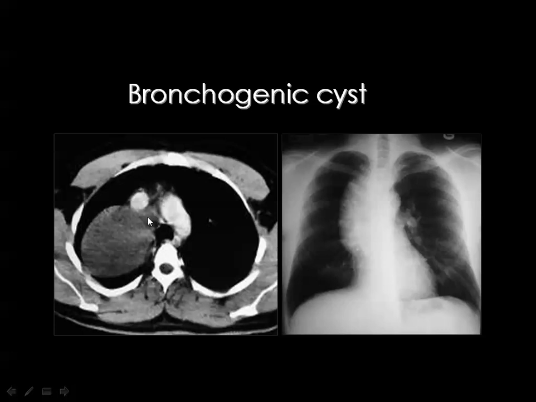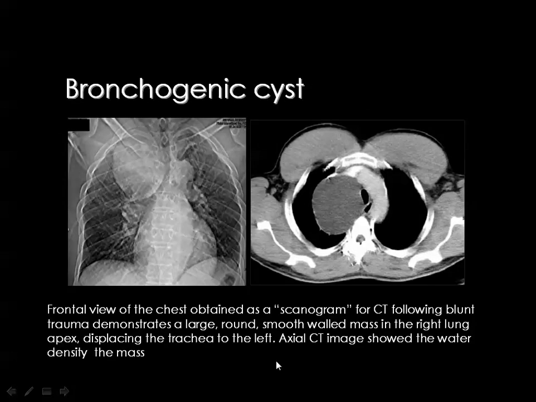But being a mediastinal lesion, it started here, and whenever it became larger, it goes through the easier way into the adjacent pulmonary parenchyma, displacing it. And this is an example of a bronchogenic cyst.